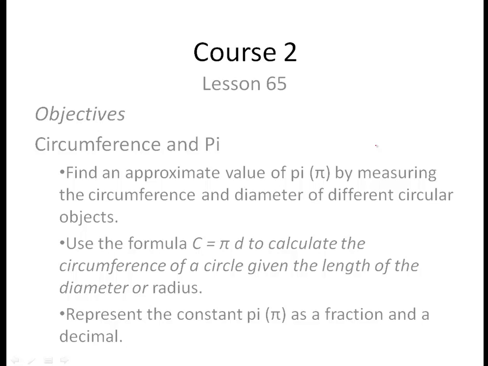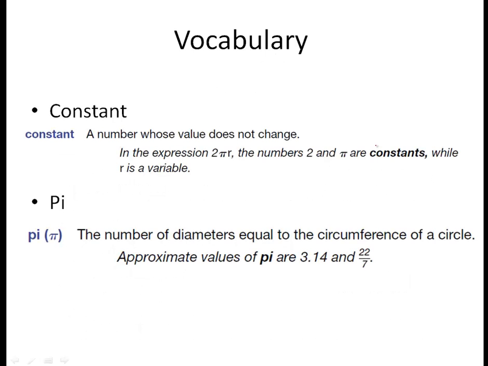This should all be new to you. I don't know if you have too much experience with this outside of Pi Day. All right, first of all, a constant. A constant is a number whose value does not change. In the example here, in this expression, 2 times pi times radius, the numbers 2 and pi are constant. They never change. The only thing that's going to change is the radius. The length of the radius would change. But other than that, the 2 will always be a 2 and the pi will always be a pi. So in that case, the constants are the 2 and the pi.